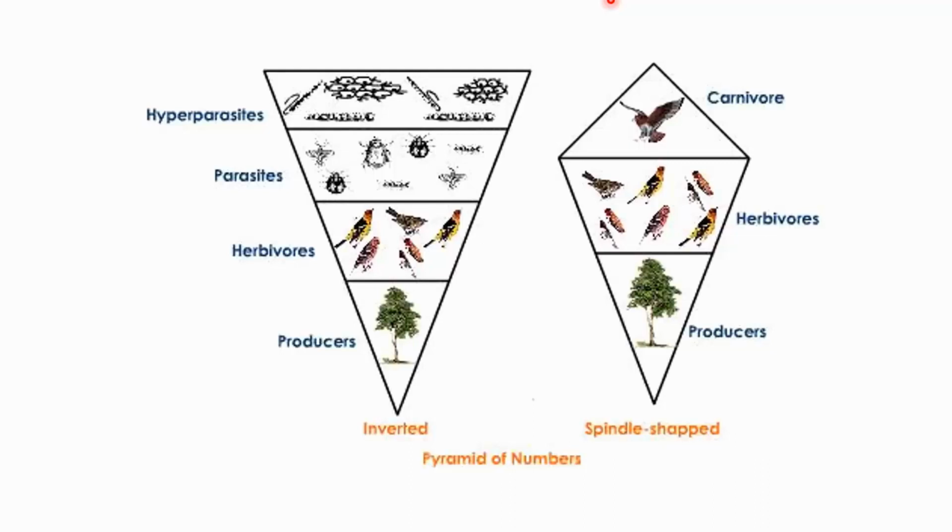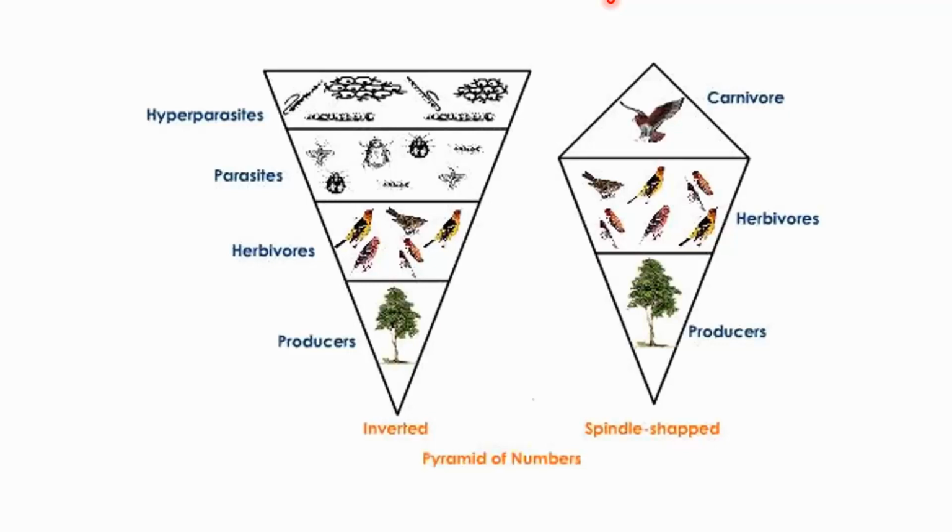So unlike the upright pyramid, which we discussed in a grassland ecosystem and which is very easy to understand, there are certain cases where the pyramid of number may be inverted. This is in the case of a parasitic system where the parasites are part of the food chain.